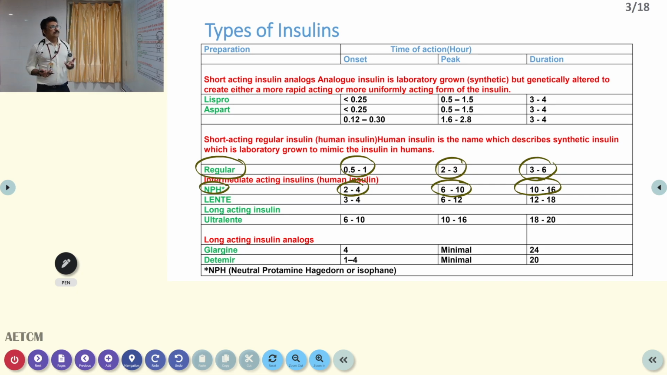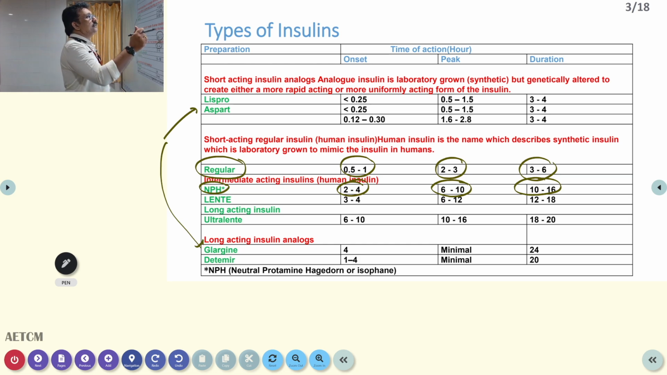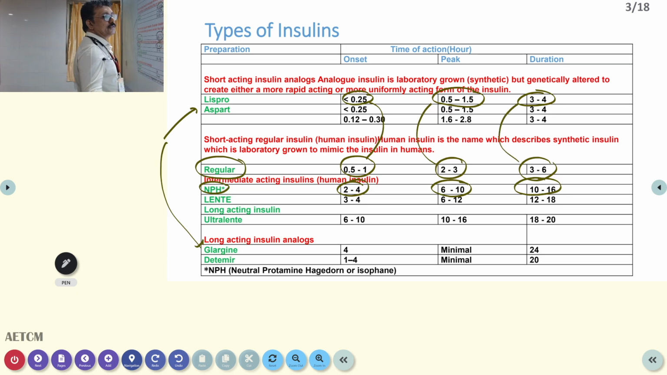There are different types of analog insulin. One is short-acting analog insulin, another one is long-acting analog insulin. Short-acting analog insulin is mainly Lispro and Aspart. You see the range of actions. If you compare the onset with regular insulin, it is less than 0.25 hours, that is, within 15 minutes it will act. It acts for only half an hour to 1 hour, maximum 3 to 4 hours. So you have to compare the time duration with regular insulin, and you'll understand the advantage of this insulin.